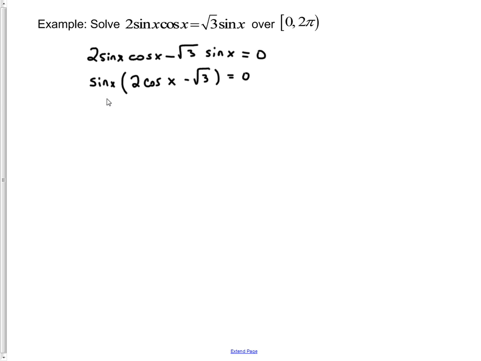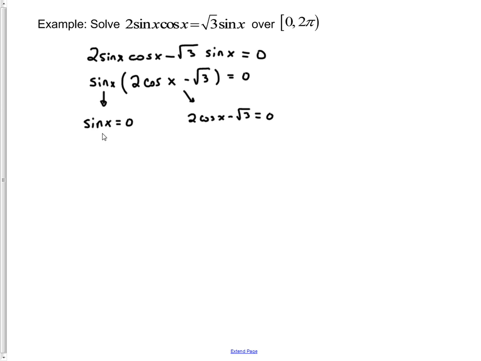Okay, so what do we do? Well, whenever we have two factors multiplied by one another and set equal to 0, that means we're going to have two kinds of answers. One will be the kind of answer where when we take the sine of x and set it equal to 0, the value of x makes that equation true. The other one is going to be the kind of equation where I have 2 times the cosine of x minus the square root of 3 equal to 0.